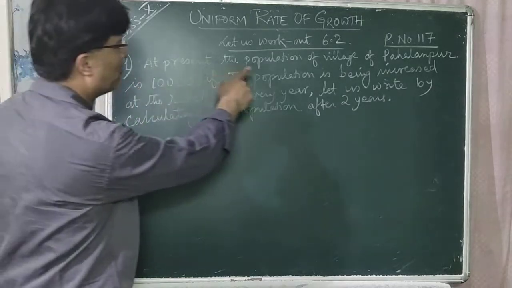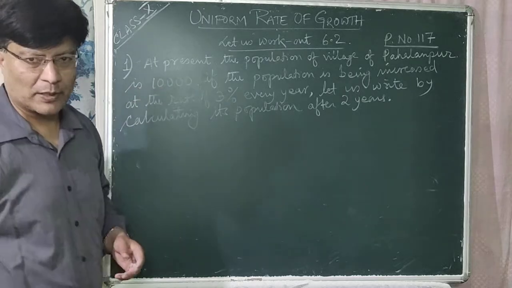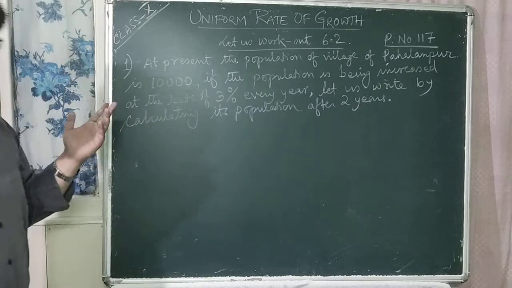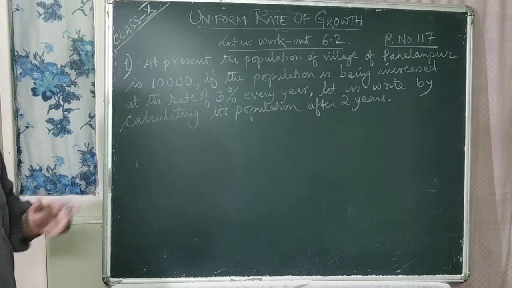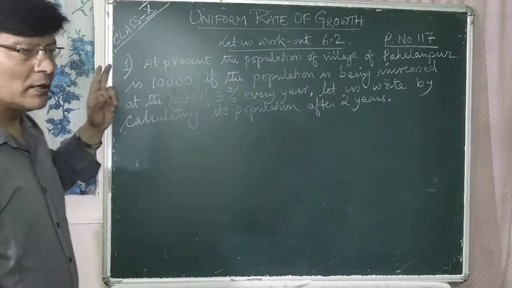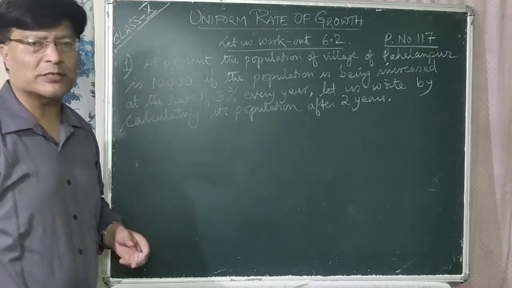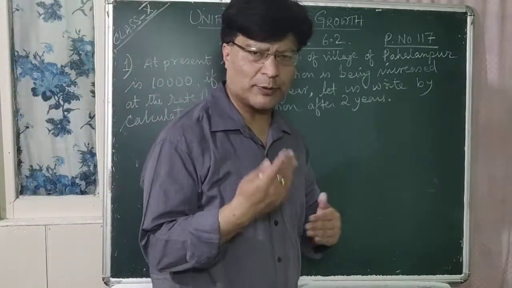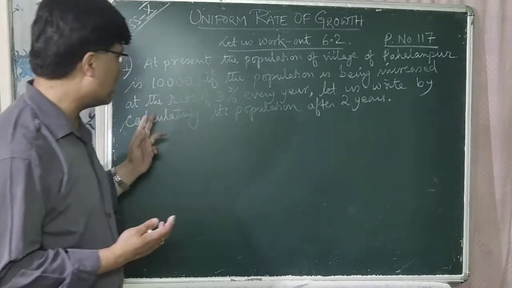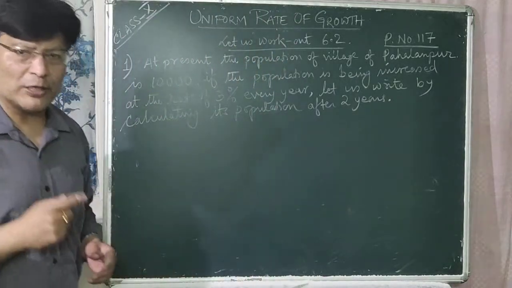At present, the population of the village of Pahalanpur is 10,000. The name of a village is Pahalanpur, and the population of the village is 10,000. If the population is being increased at the rate of 3% every year, then by calculating, find its population after 2 years. You have to find out the population after 2 years.